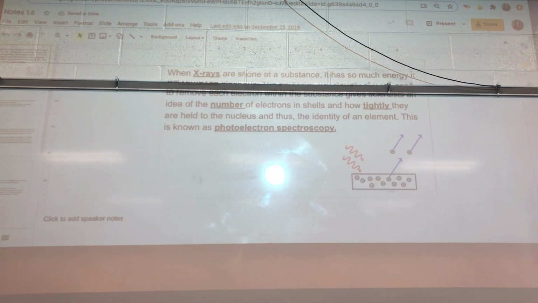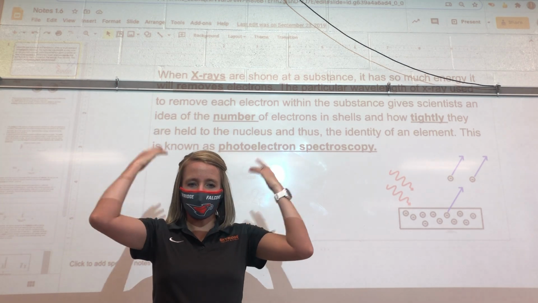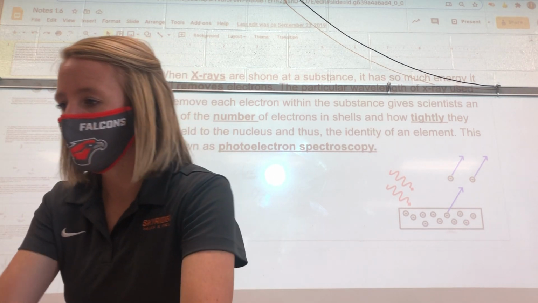Okay, photoelectron spectroscopy. This is a lab technique that they use to actually prove that these electron configurations exist, and it's not just something they made up. Okay? Before we get to this, I have a question for you.